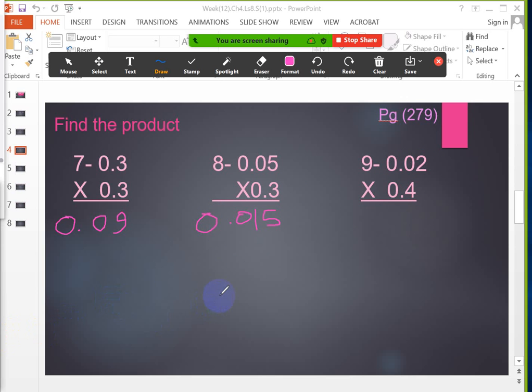Number 9, 200, sorry, multiply with 4 tenths. Yes, Abdelaziz, open your mic please and multiply to find the product. Yes, teacher. Yes, 4 multiply 2 equals 8. Very good, equals 8. What about the decimal point?